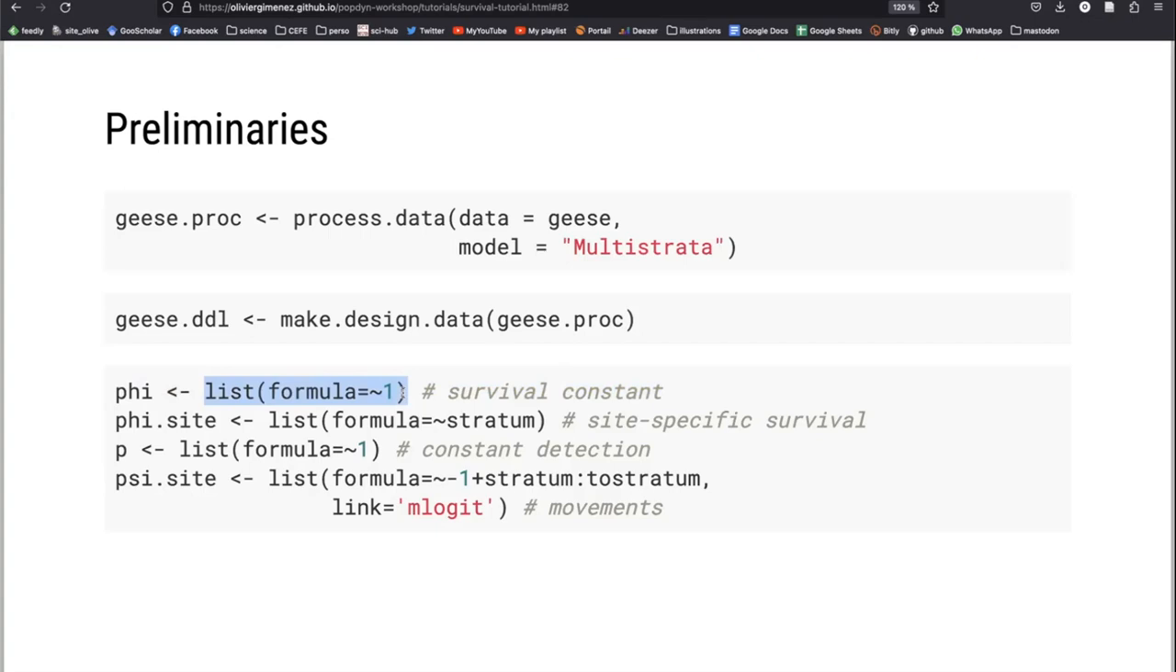We also want to test whether there is a site-specific survival, an effect of the site on survival. So the keyword is stratum for site or state. It's using the original terminology of Neil Arnason: strata, stratum, strata. The plural of stratum is strata. So we have a stratum effect, or a site effect, or state effect, on survival. I call it phi.site, and that's a list with a formula with an effect of a stratum.